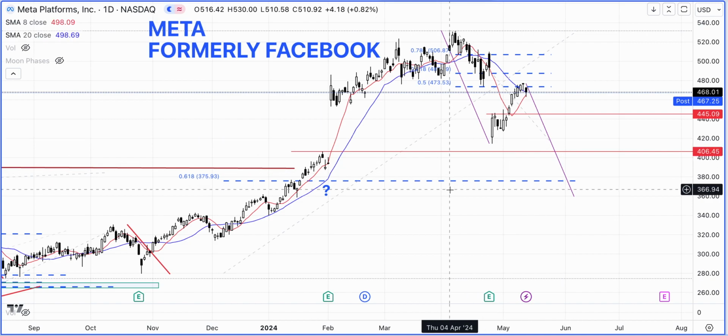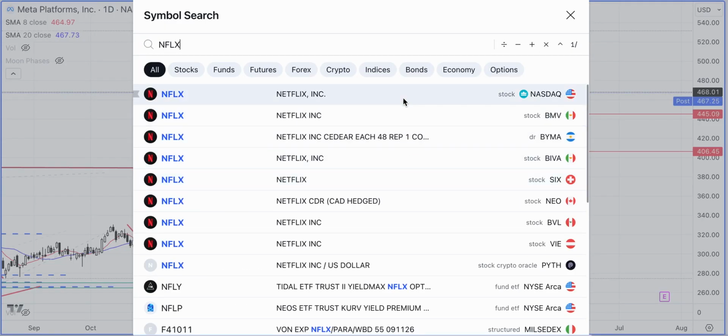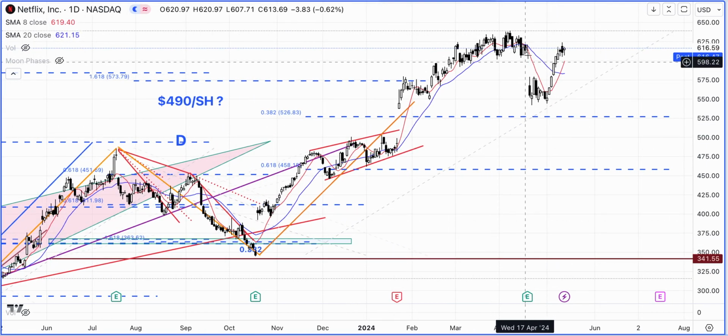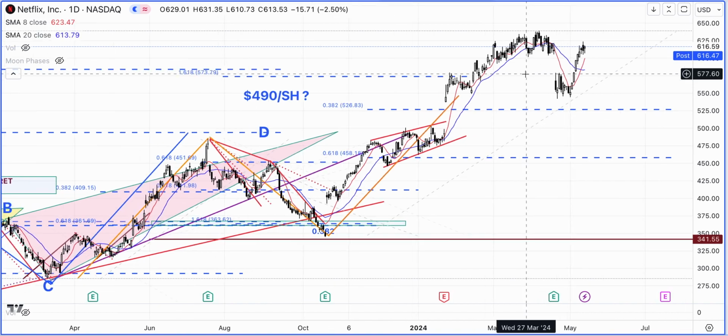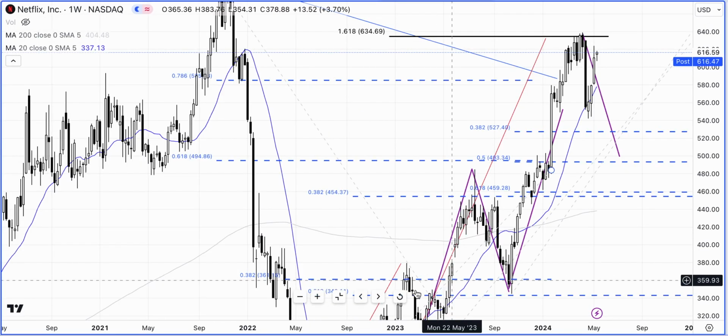Now let's take a look at the stock of Netflix. So Netflix, it's going for these highs again, on the daily chart, on the weekly chart. Here we go.